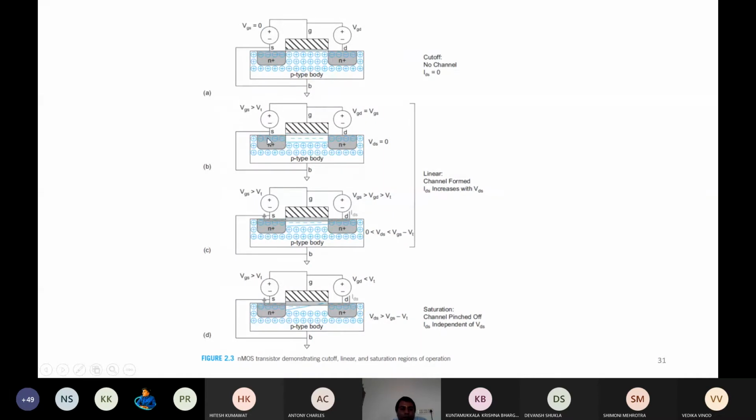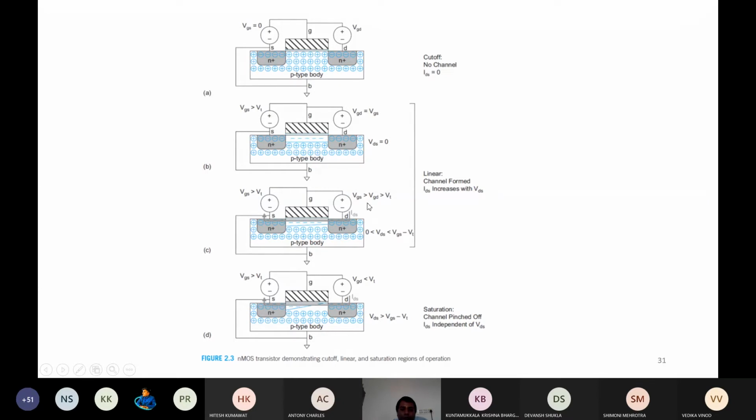Here the N plus source and N plus drain are there. The source has some electrons, and they can flow due to the application of a field. You are applying a field by giving some bias, a VGS greater than the threshold voltage. So these electrons may drift from source to drain, and we take current flow as opposite to the flow of electrons. In this way, electrons are flowing from source to drain, and current is flowing from drain to source. In this way the transistor becomes on.